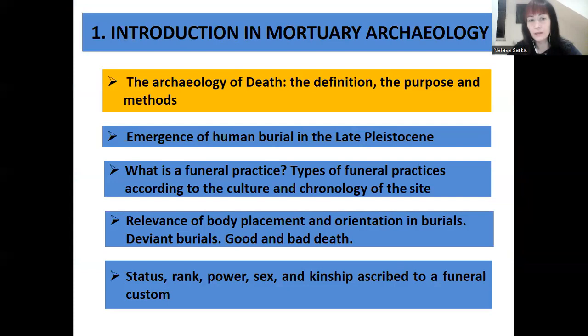In this introductory class, we will start with the evolution of the archaeology of death, or mortuary archaeology, or archaeothanatology, as you prefer. So what is the definition, what is the purpose of it, and which methods do we apply when we are working in the field?